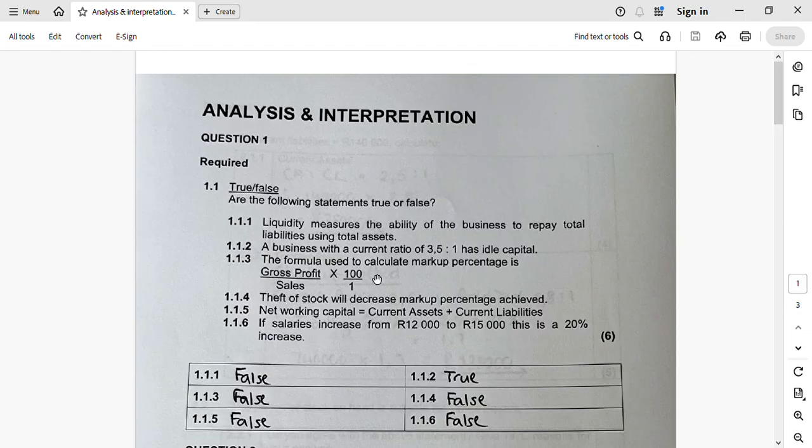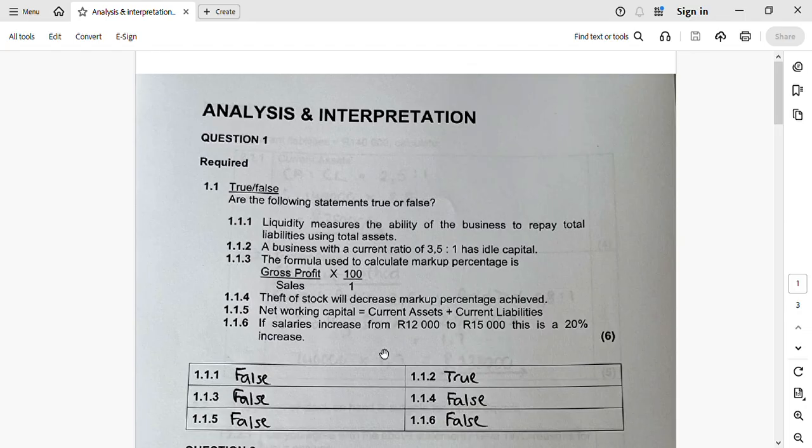The formula used to calculate markup percentage is gross profit over sales. That is false. It's gross profit over cost of sales. Theft of stock will decrease the markup percentage achieved. That is also false. Theft of stock will not decrease markup percentage because if stock is stolen, you don't record the selling price, nor do you record the cost price, so there's no effect on the formula gross profit over cost of sales. Net working capital equals current assets plus current liabilities. That is false. It's current assets minus current liabilities.